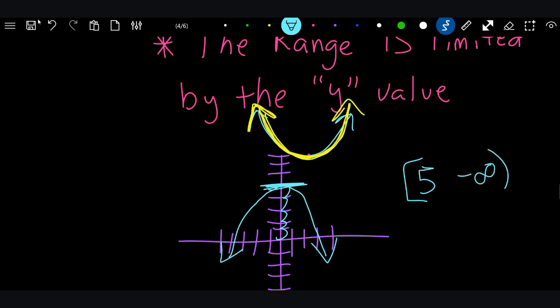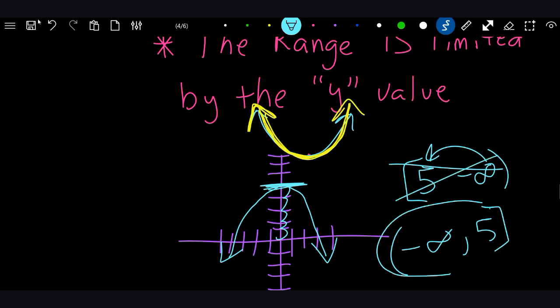And you actually would write that the other way. You'd flip that around. Negative infinity comes first. Negative infinity, comma 5. 5 would be included. You can't include infinity, so you wouldn't write it the first way. You'd write it this way. Negative infinity, so going up until it hits 5. That's a limit. It can't go any higher. Why not? Because the equation won't let it. Okay, so the domain, almost always unlimited. The range is limited by the vertex. It's limited by the y value or by the vertex.